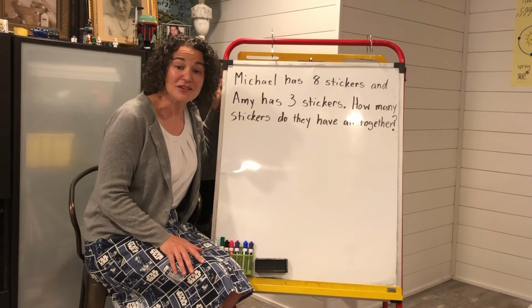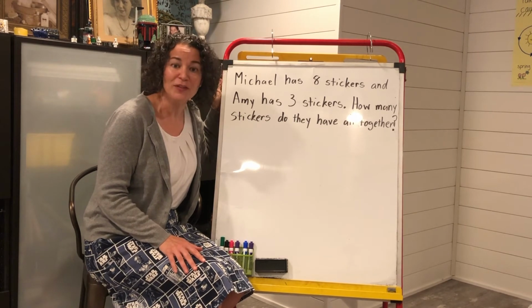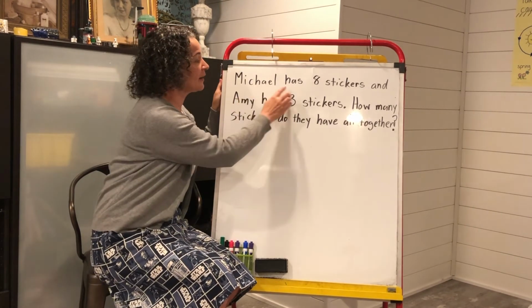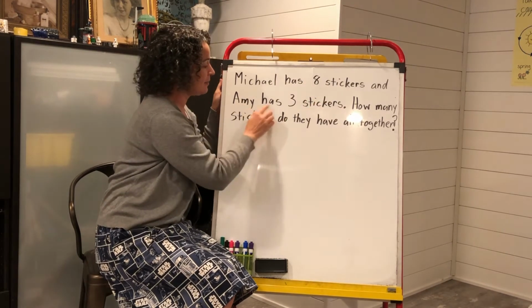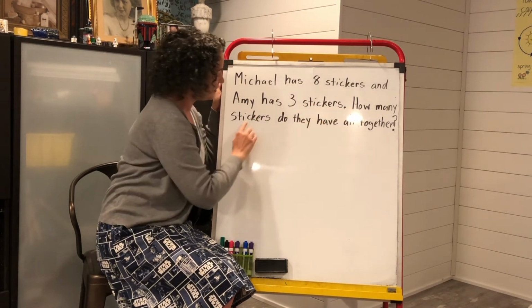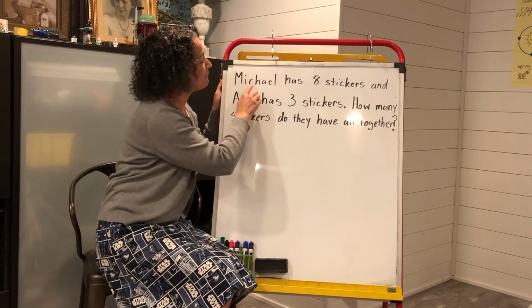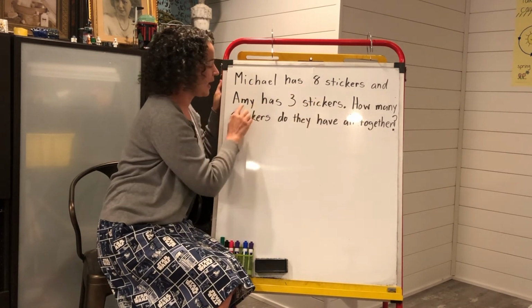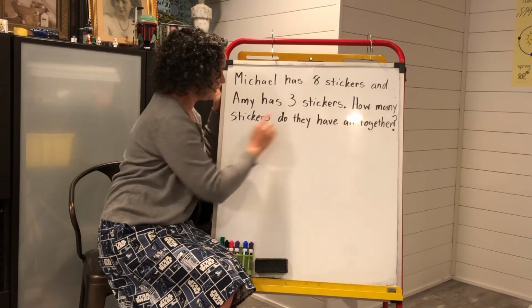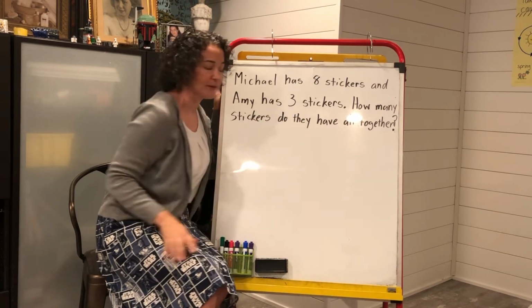All right, my friends, this is our last problem. Let me read it first by myself, and then you read it with me the second time. Michael has 8 stickers, and Amy has 3 stickers. How many stickers do they have all together? Read it with me this time, my friends. Michael has 8 stickers, and Amy has 3 stickers. How many stickers do they have all together?